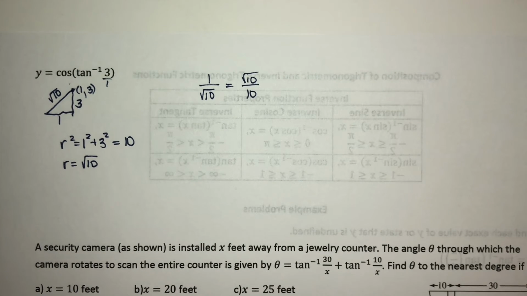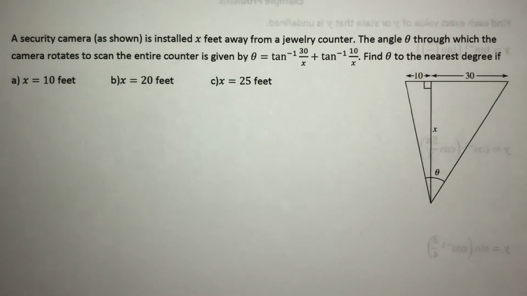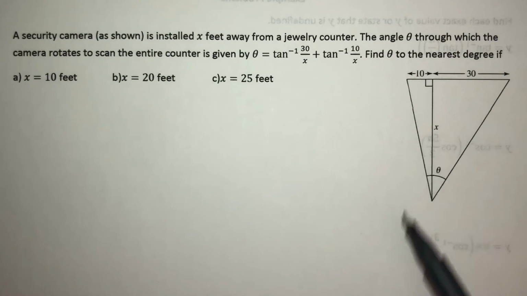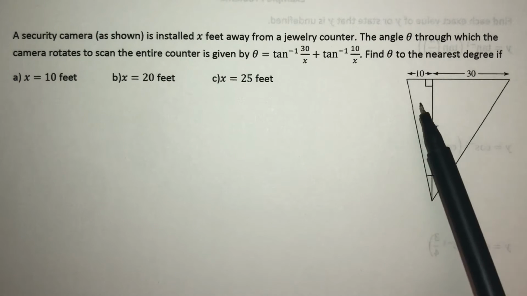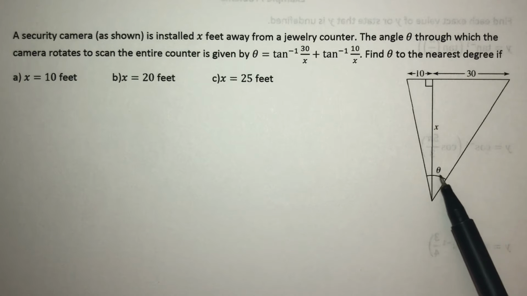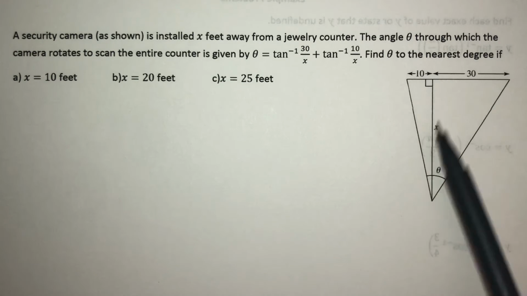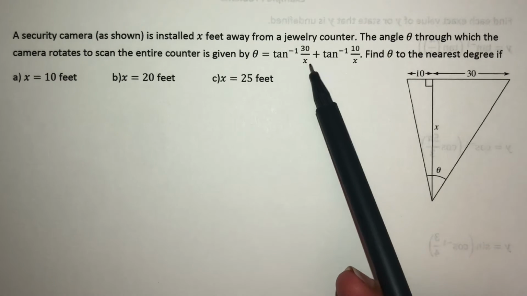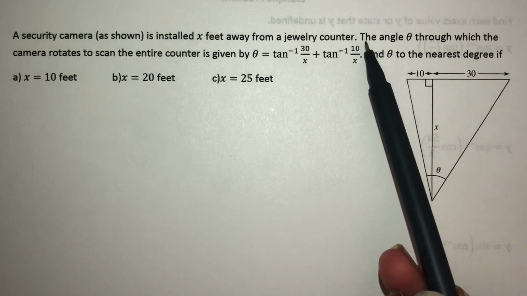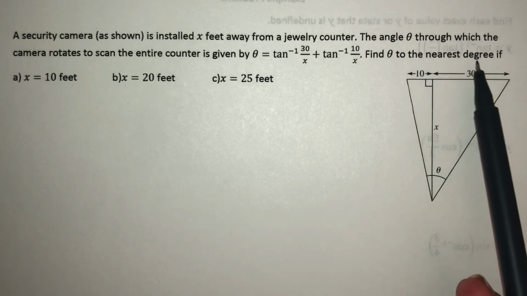Okay. Now for one more problem, it's pretty easy. A security camera is set up sort of like this. You are x feet away from a jewelry counter, and the angle which it pans is theta. This angle is given by this formula, inverse tangent of 30 over x plus inverse tangent of 10 over x. We're supposed to find theta to the nearest degree.